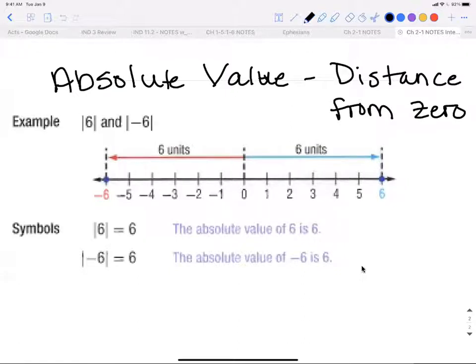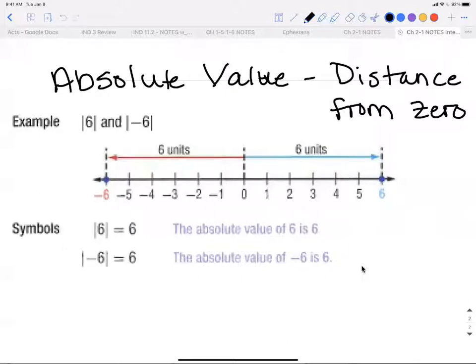And I'd like for you to put in your notes that absolute value means distance from 0. Absolute value, write it down in your notes if you haven't already. Absolute value is distance from 0. It's about as concise as I can make that definition. All right, so what does that mean?